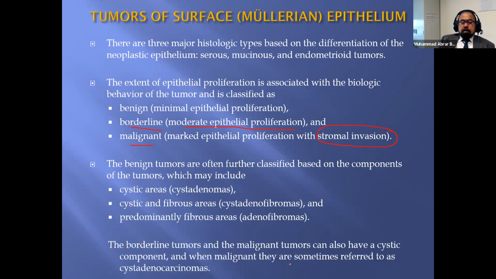Again, the borderline tumor and the malignant tumor can also have a cystic component. When malignant, if it is mucinous, you call it mucinous cystadenocarcinoma. If it is serous, you call it serous cystadenocarcinoma. So this is how you classify them accordingly.